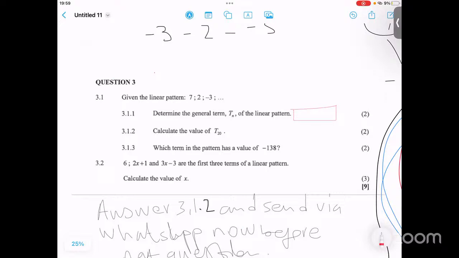Let's see. Guys, I'm still waiting for your answers. You see now, if you don't work it out and send it to me, then you are making it even more difficult for me to understand what you could be struggling with. So I'm expecting all of you guys to submit.